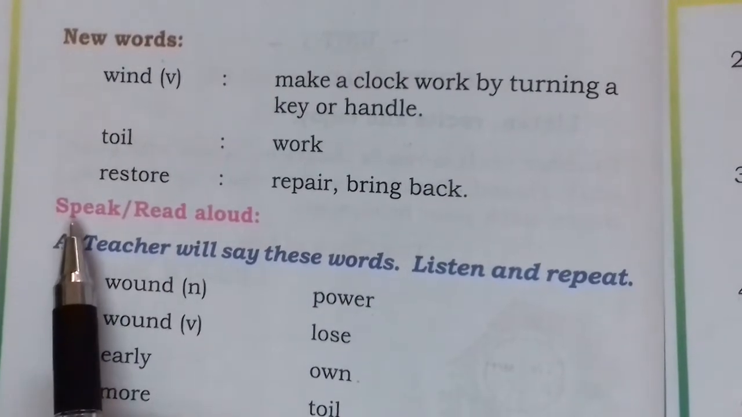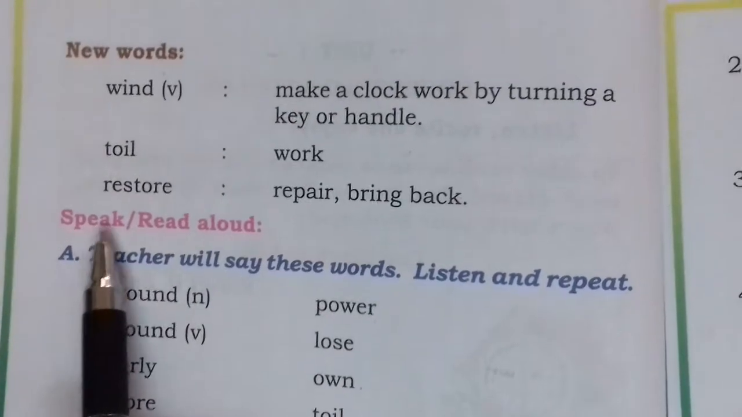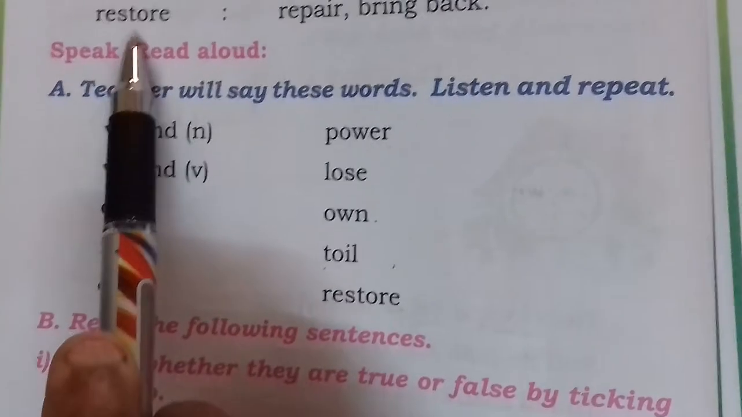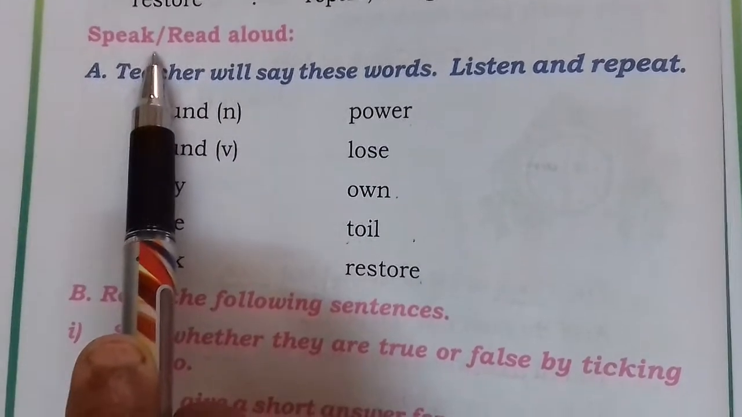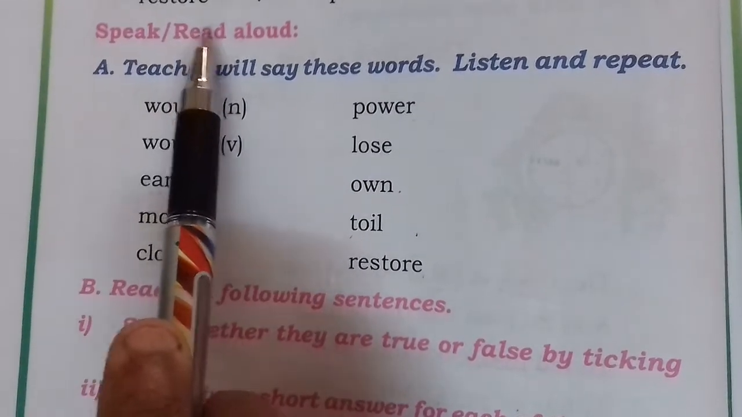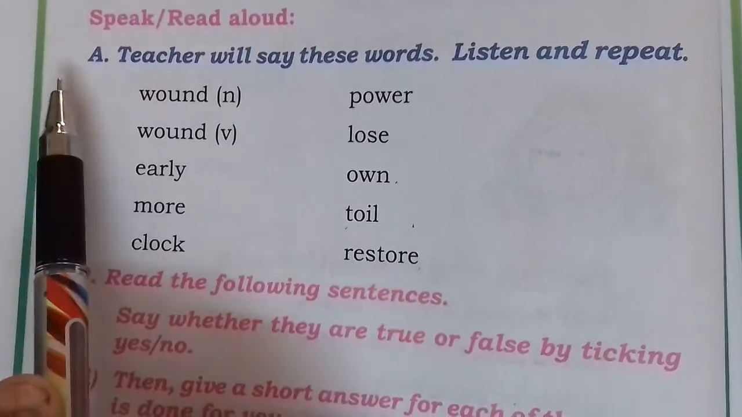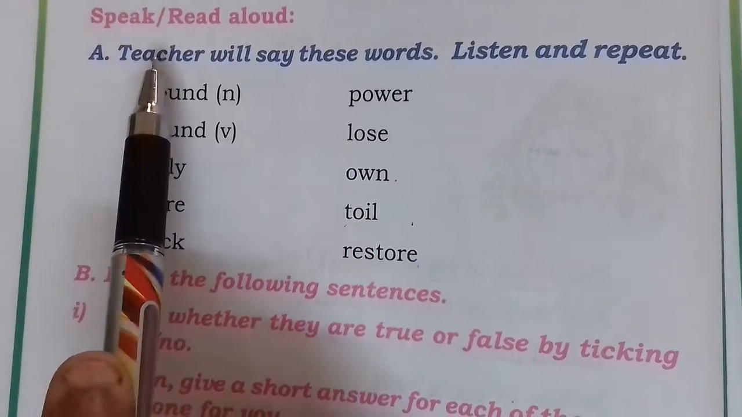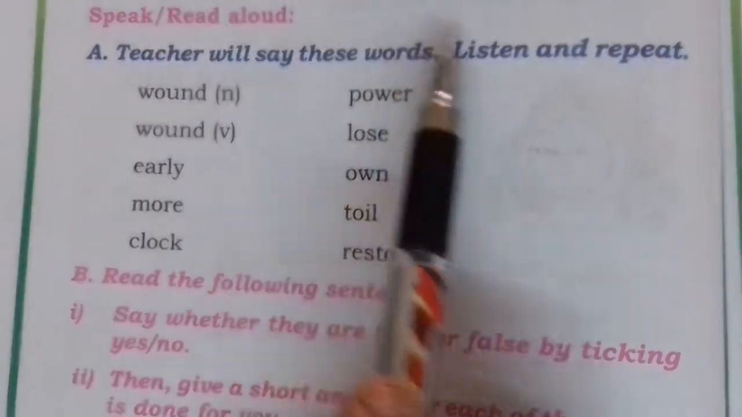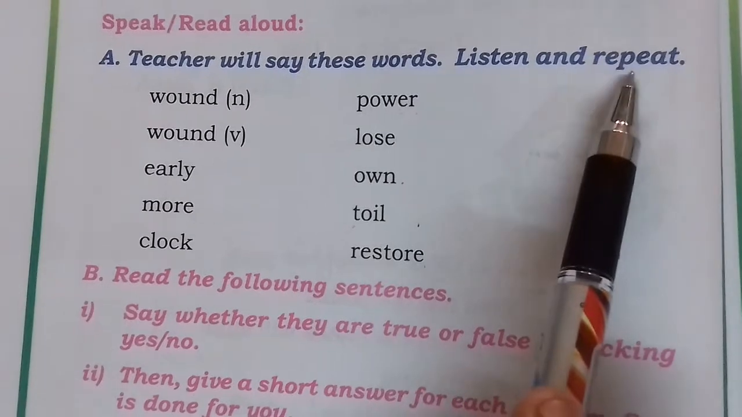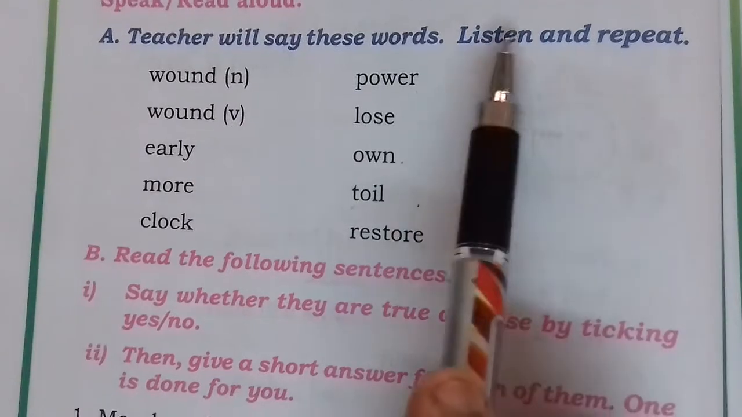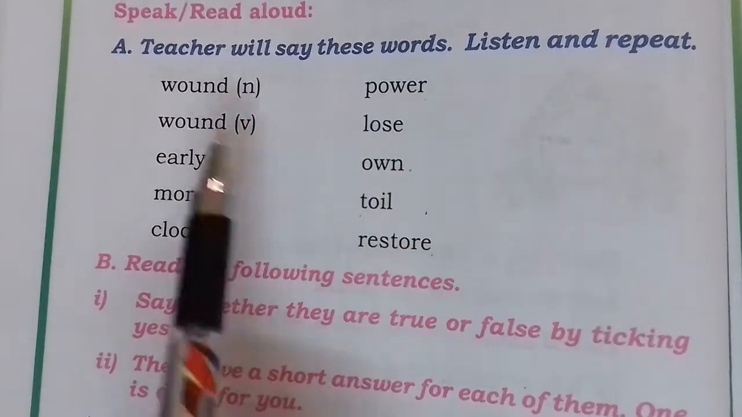Let's go to the next one. It says speak or read aloud. Watch this children, whenever there's a slash, it means or. So you say speak or read aloud. The A part. Teacher will say these words. Listen and repeat. Teacher will say the words. You have to listen and repeat. Pay attention and say after.